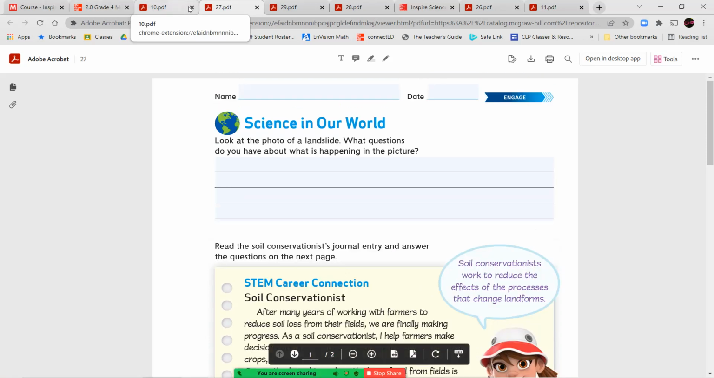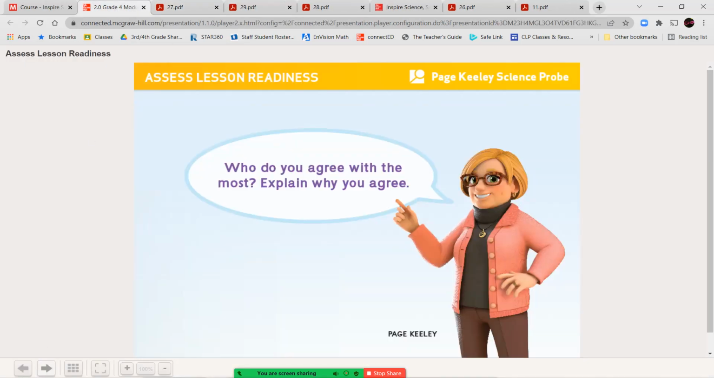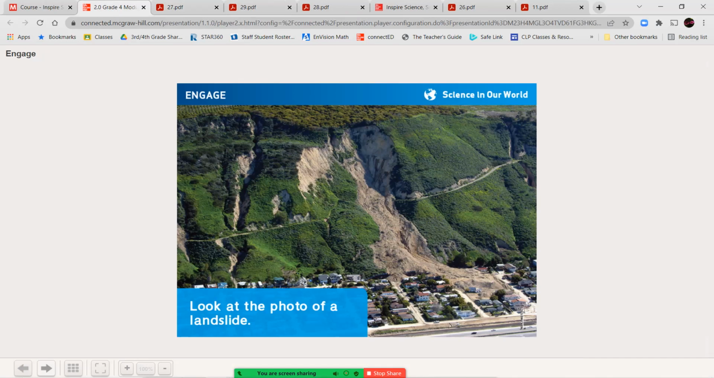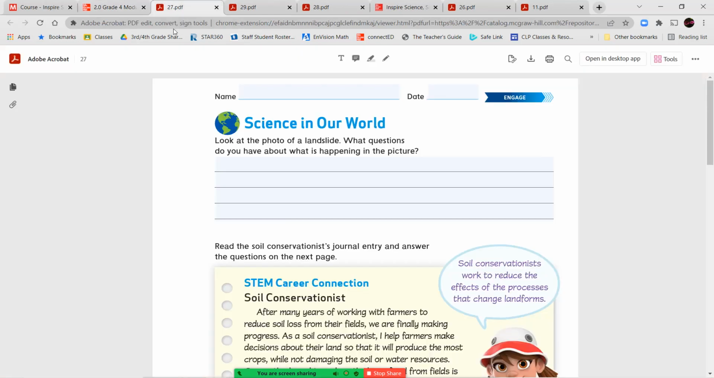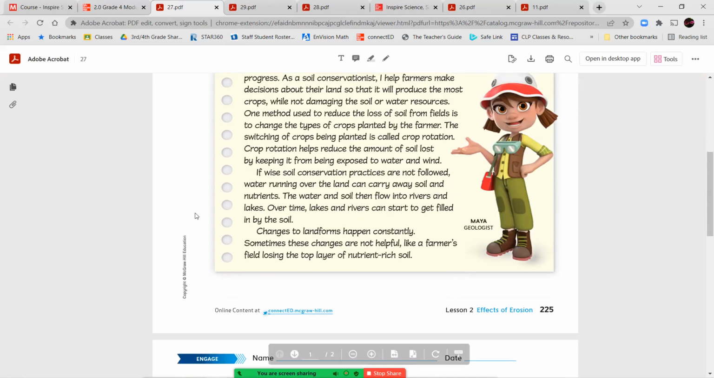So let's go ahead and take a look at that picture together. And feel free to pause the video so that you can get a better look at it. So here you can see the landslide. You can see everything that's coming down onto this residential or housing area underneath. Write down your 3 questions. Once you've completed that, go ahead and read about the soil conservationist.